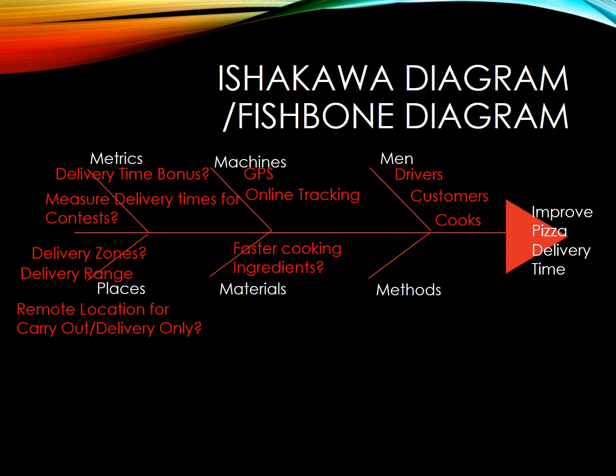Under materials, are there different ingredients that we could use that would cook faster? Again, just brainstorming, there's no bad ideas. Under methods, should we have pre-cooked pizzas? Should we have pre-cooked pizzas in a roaming van? That might not sound like a great idea, but it's worth putting on the board just to go through this exercise. Under machines, should we invest in a crystal ball?